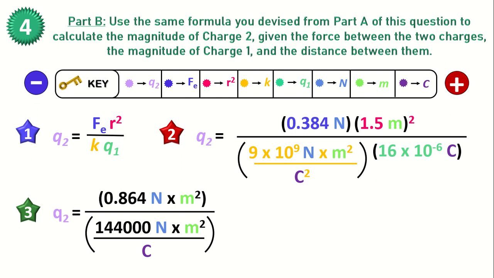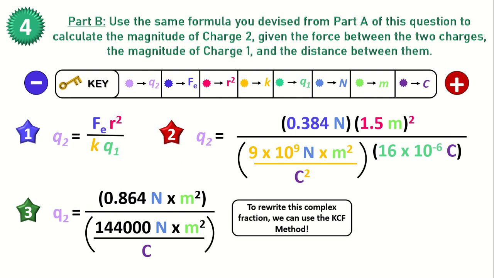Alright, so if we were to do a little bit of simplification, we'd have 9 times 10 to the 9 newtons times meter squared times 16 times 10 to the minus 6. And that would yield a value of 144,000 newtons times meter squared divided by Coulomb. And it's divided by Coulomb because remember we're multiplying by 1 over Coulomb, since Coulomb over Coulomb squared is Coulomb to the negative 1, which is 1 over Coulomb. We're multiplying that by this value, so we'll have Coulomb in the denominator.